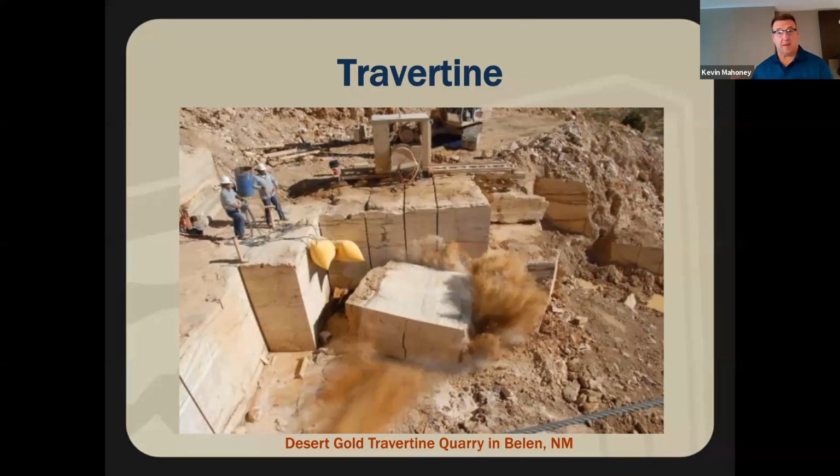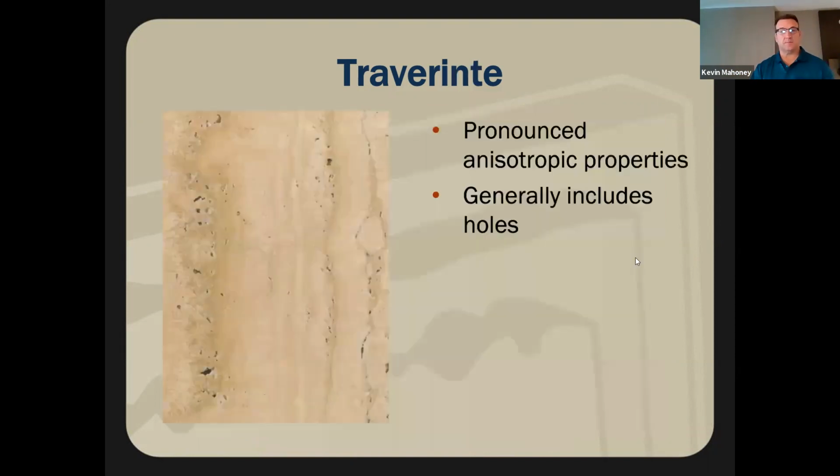And there's isotropic, and generally that is for products that are igneous, that have been formed, and we can cut them either way because they're equally strong, and we don't have to really be conscious of that. Travertine has pronounced anisotropic properties, which includes holes. It's commonly used because of its beauty as a flooring product, and used on walls because of the veining, the depth, the no two pieces being the same.